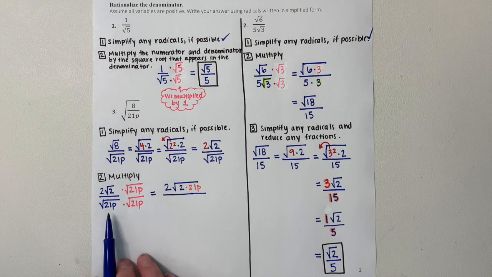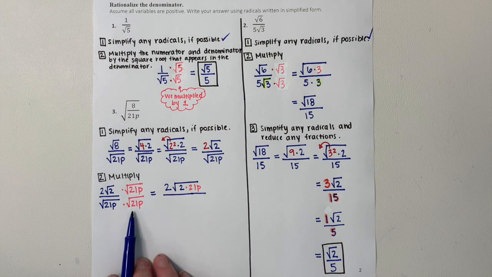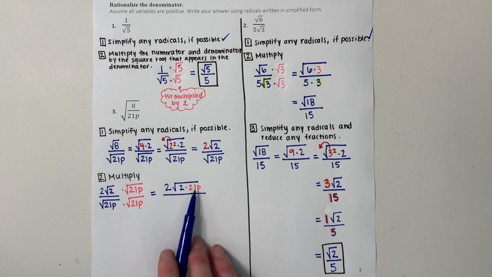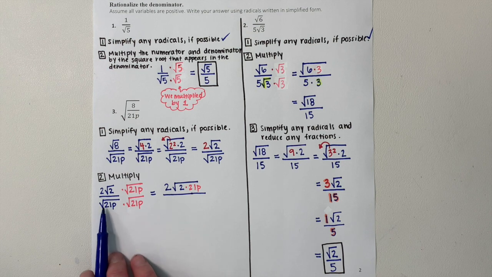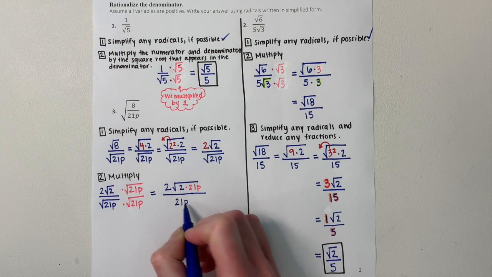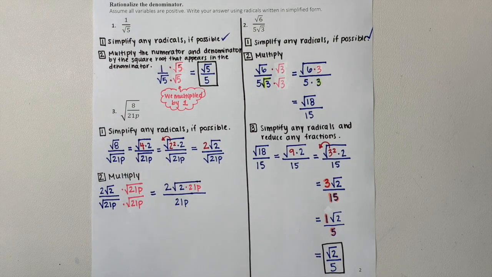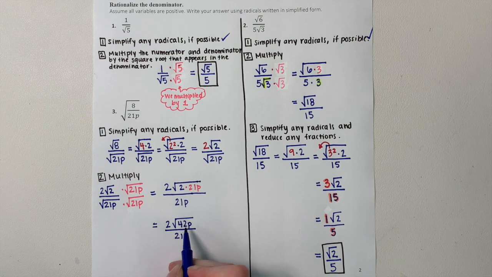Now, when we're multiplying the radicals in the denominator, we could use the product property of radicals, like we did up here, or we could use our shortcut. Since we're multiplying two identical square roots, the answer is just the radicand. In other words, the square root of 21p times the square root of 21p is just 21p. Now let's take 2 times 21p to get 42p, and now we've completed step 2. In step 2, we're getting rid of the square root in the denominator.